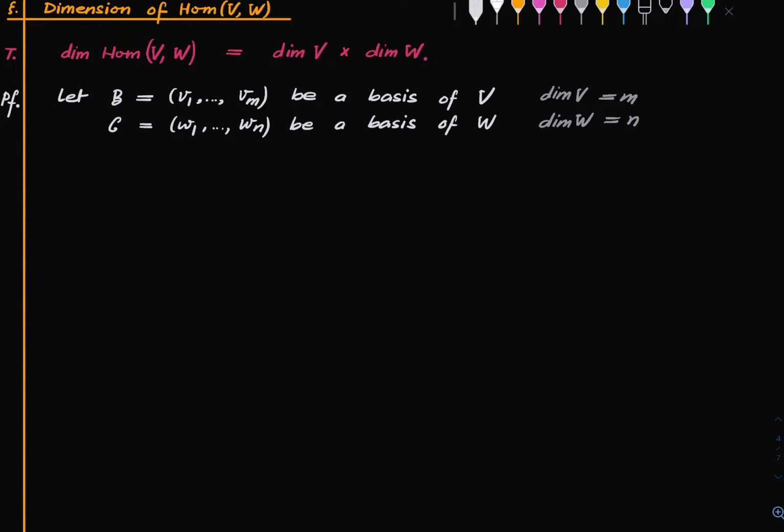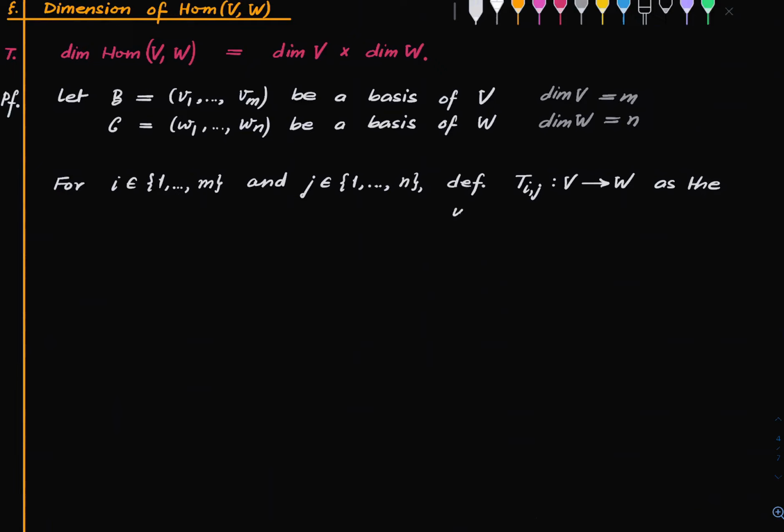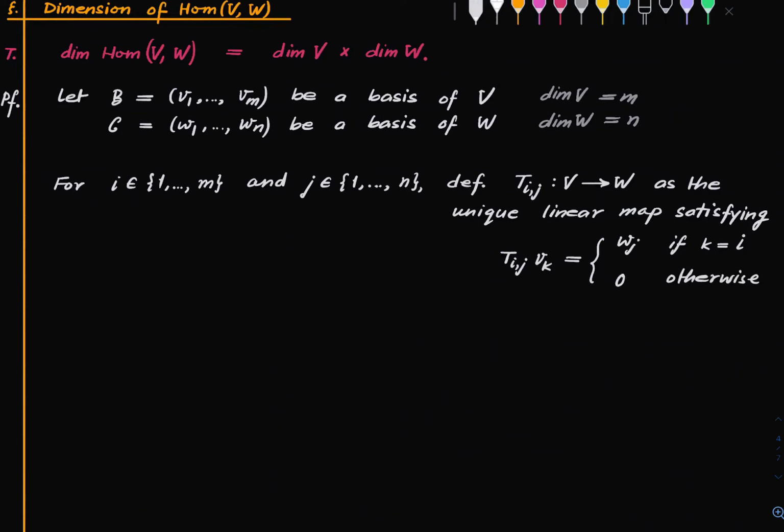Okay, so now we will just write down a basis for this vector space. So for i and j, define the map Tij as the unique linear map satisfying these equations. Okay. So again, why are we defining things this way? This will be clearer once you substitute n equals 1.